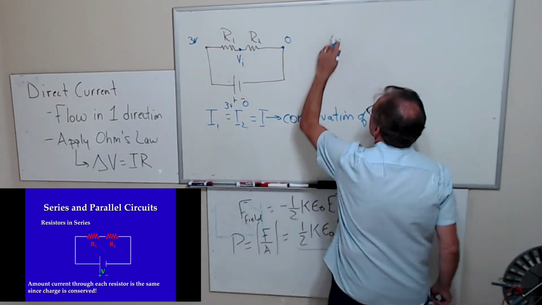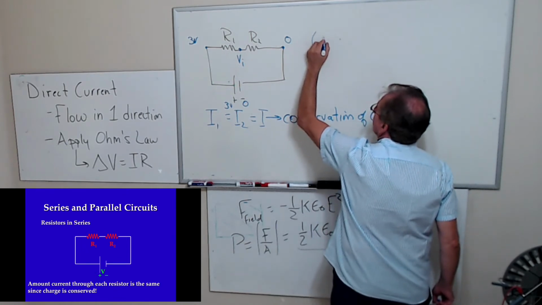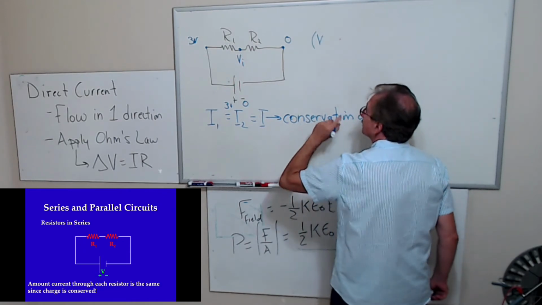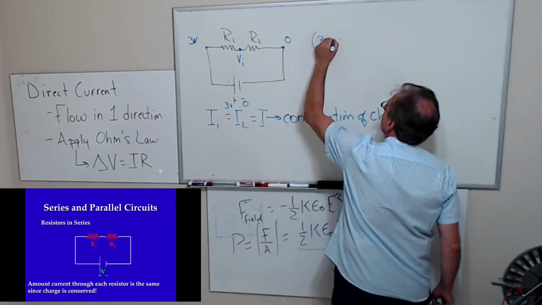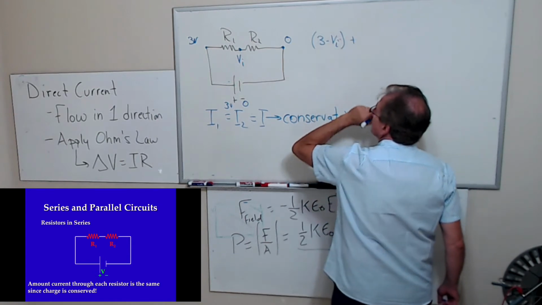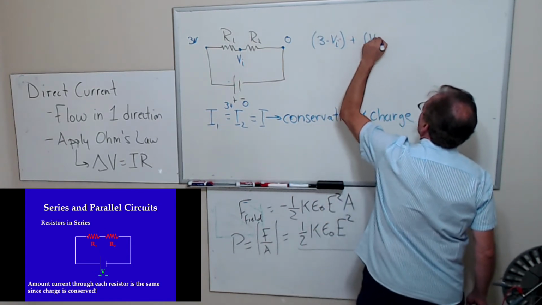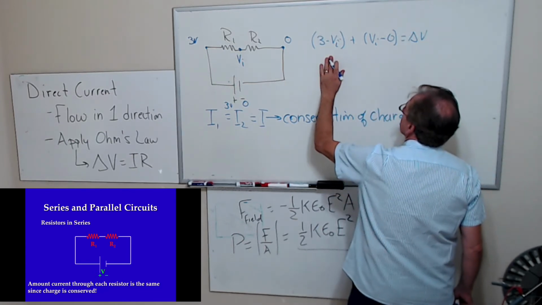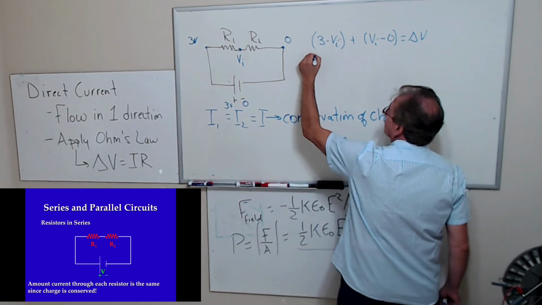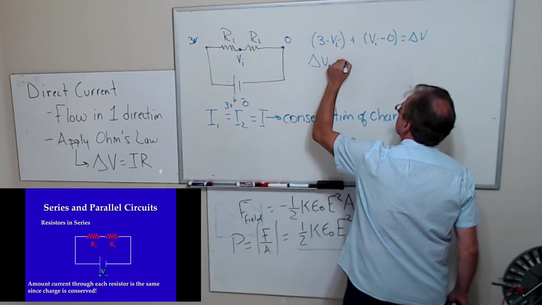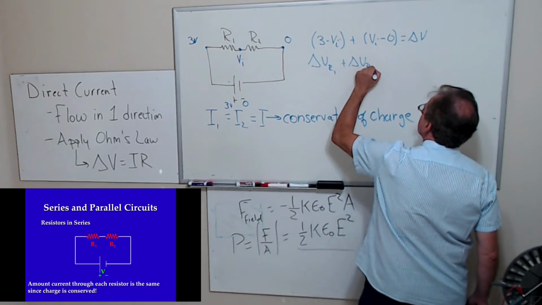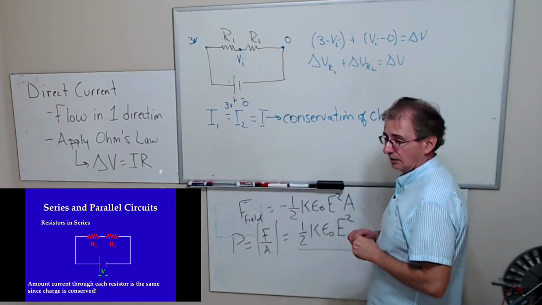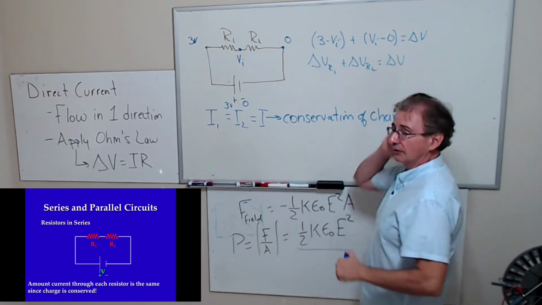If you take the potential difference, 3 minus V sub I plus V sub I minus 0, you're going to get delta V, which is 3 volts. So that says that delta V R1 plus delta V R2 has to be equal to the delta V of the battery. And this is a consequence of conservation of energy.